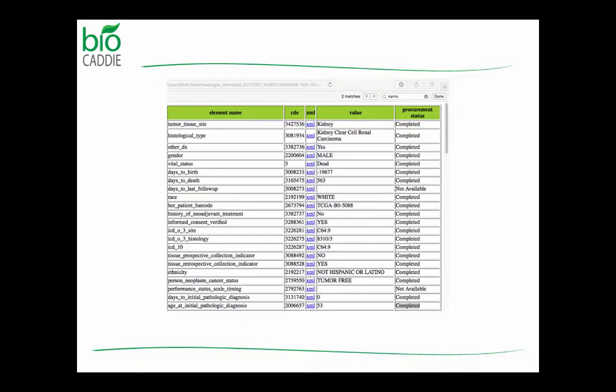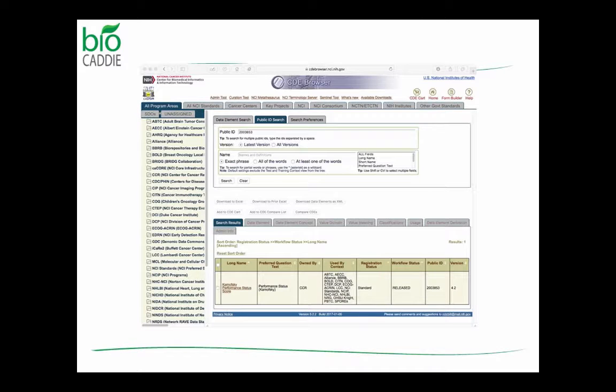These are example values that you would find in there, just to be clear what we mean by tumor tissue site. It's kidney here. Gender, an example of the value is male, vital status dead, etc. But all of these are annotated with an ID out of a metadata repository. And this is the metadata repository.